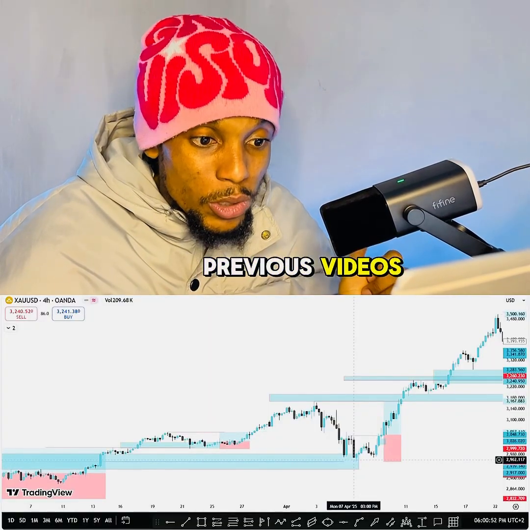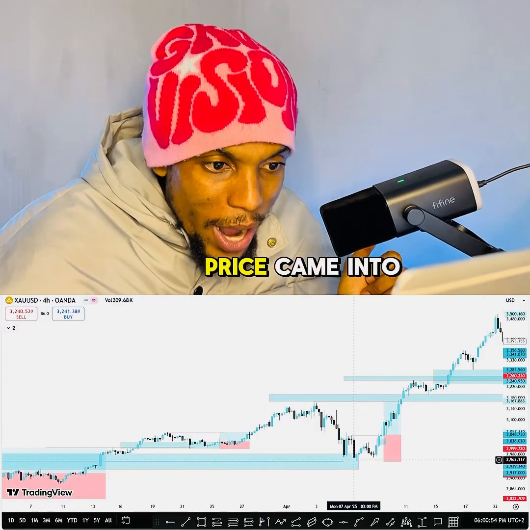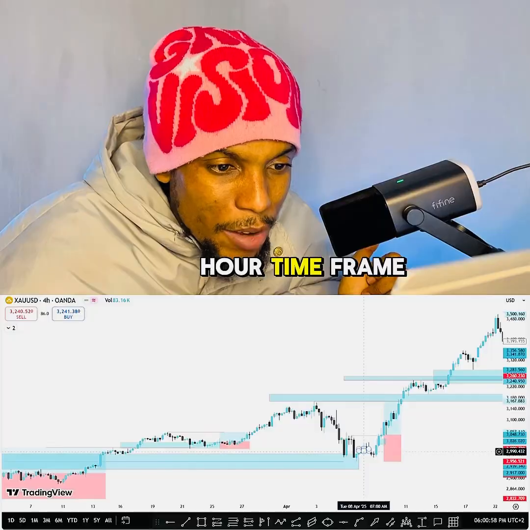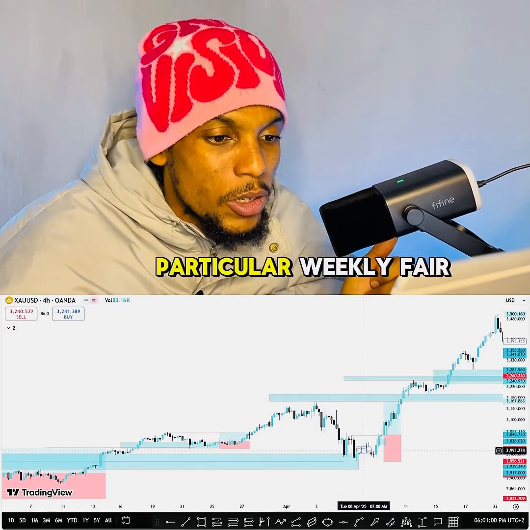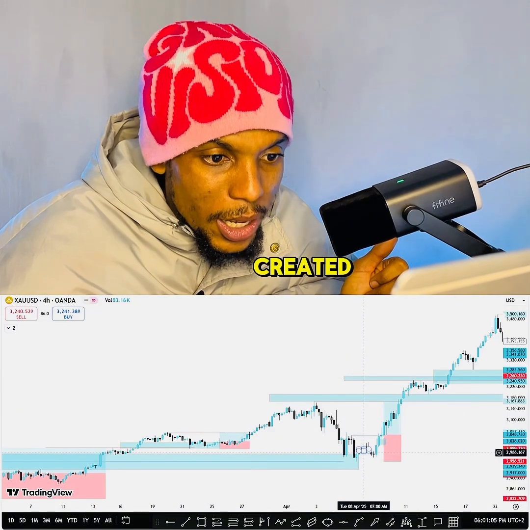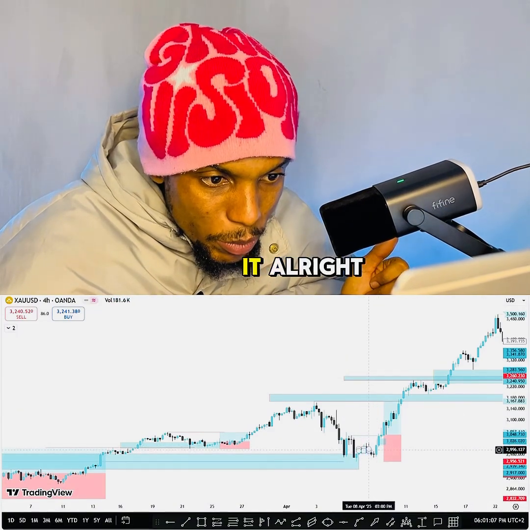According to my previous videos, the same thing is repeating here, right? Price came into this fair value gap, and then I was expecting to see a 4 hour time frame fair value gap out of this particular weekly fair value gap, right? After that fair value gap was created, price tapped into it, right?